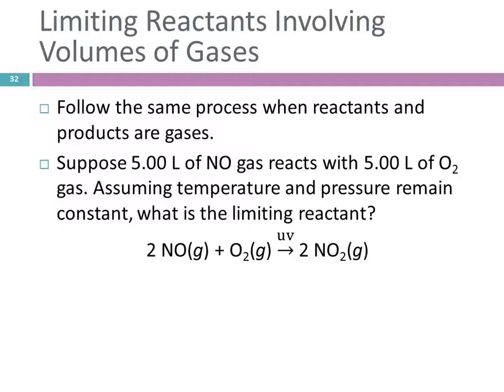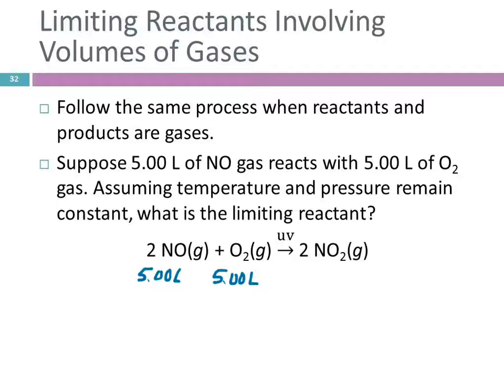We can also do limiting reactants involving gases. These end up being a lot easier, but they follow the same general process. So let's say we had 5 liters of each of the reactants in this reaction. 5.00 liters of this one and 5.00 liters of that one. Here they're saying, what is the limiting reactant? They're not asking for the mass of product, but how do we go about finding which is the limiting reactant?